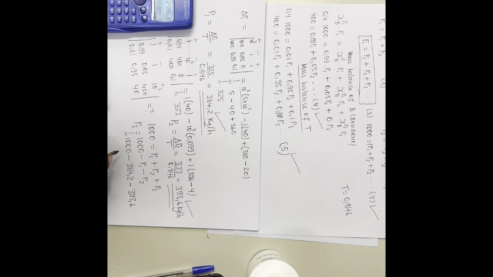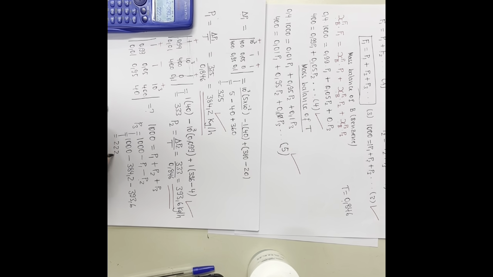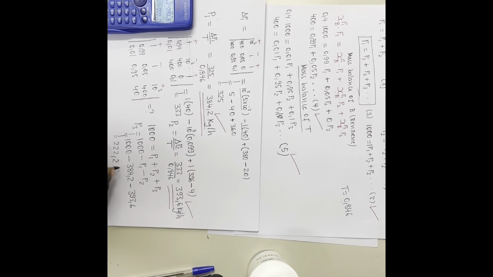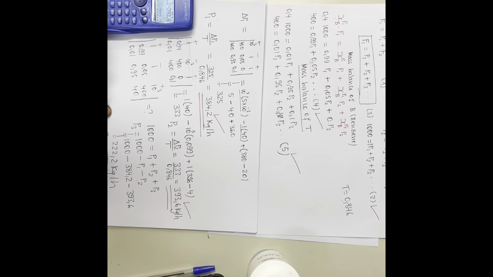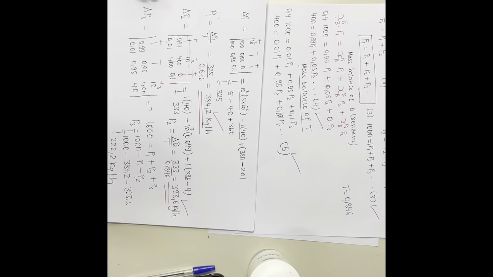So you should find the answer to become 222.2, and the unit is what? Is kilogram per watt per hour. So guys, we finished finding the stream.